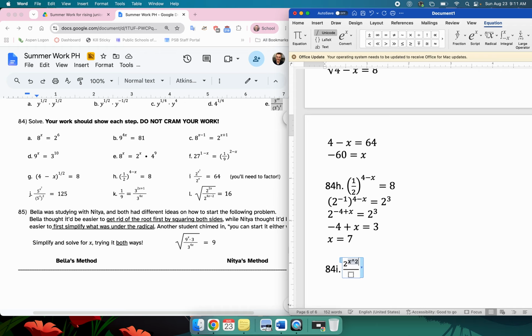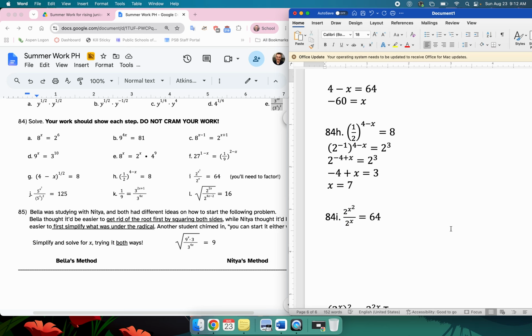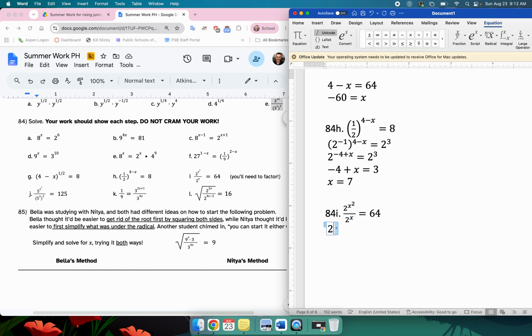2 to the x squared over 2 to the x is equal to 64. Everything here is a power of 2. So that's 2 to the power of x squared minus x is equal to 2 to the, is that 5? 2, 4, 8, 16, 32, 64, no, it's 6. So therefore x squared minus x is equal to 6.